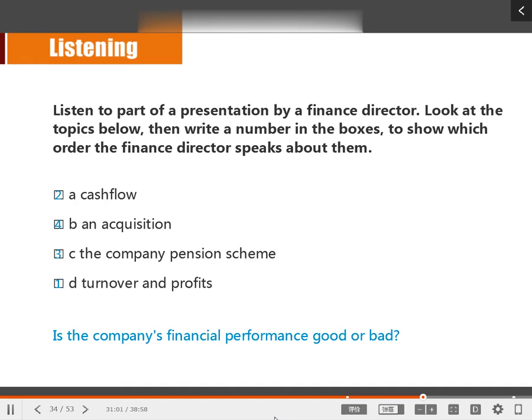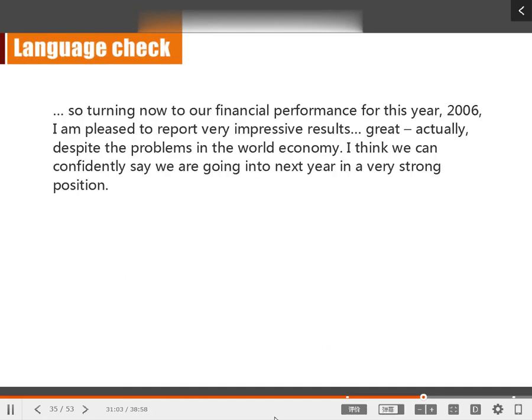Let's take a look. 好，我们看一下第一部分。 So, turning now to our financial performance for this year, 2006, I am pleased to report very impressive results. Great, actually, despite the problems in the world economy. I think we can confidently say we are going into next year in a very strong position.